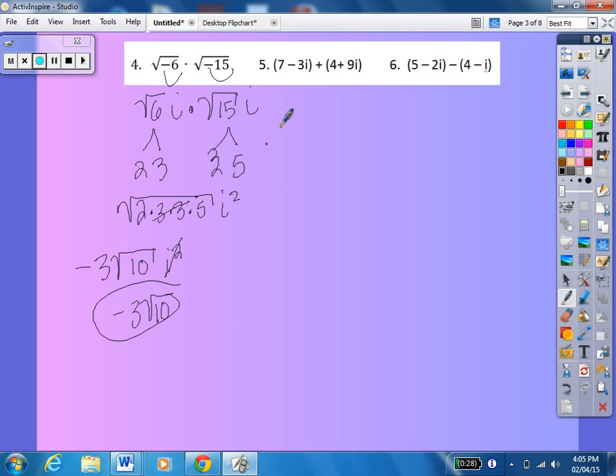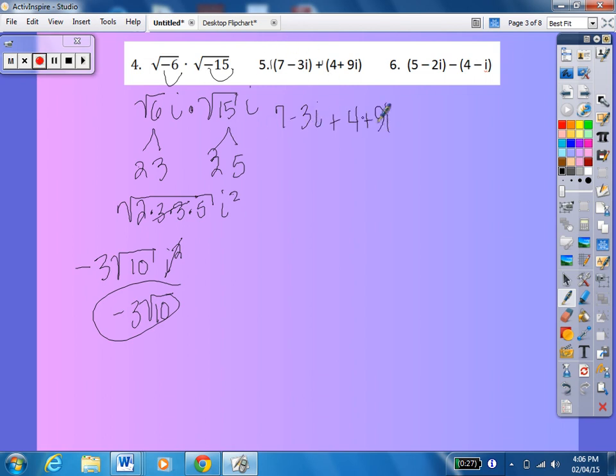Okay? Here's this next one. Be very careful to pay attention to the fact that this is not a distribution or FOIL problem. So it's an addition problem. So all you've got to understand is this is a complex number plus another complex number. So distributing the one that's in front, you get 7 minus 3i plus 4 plus 9i.